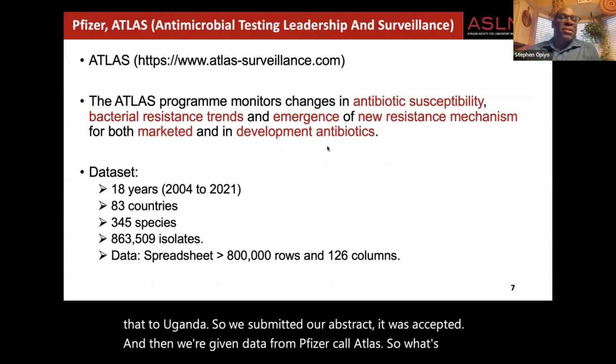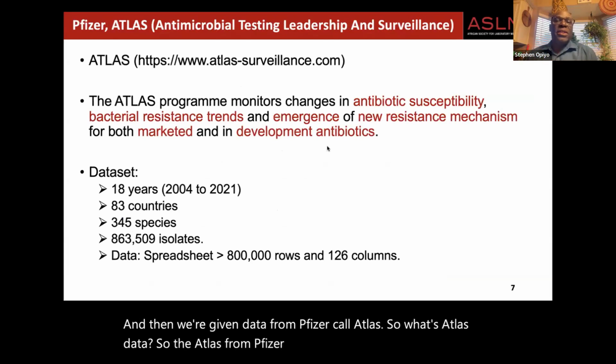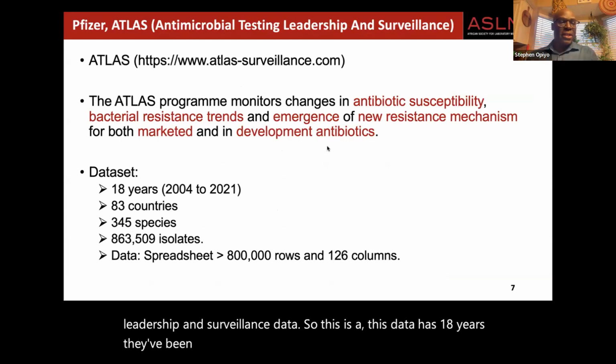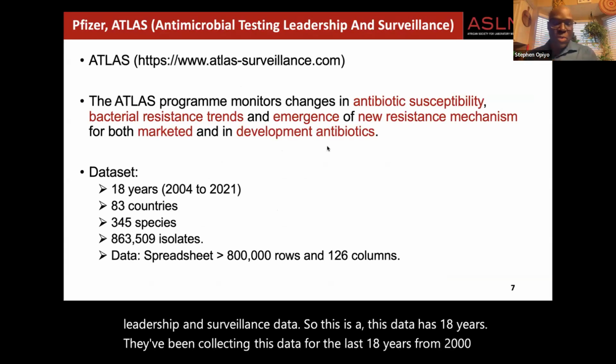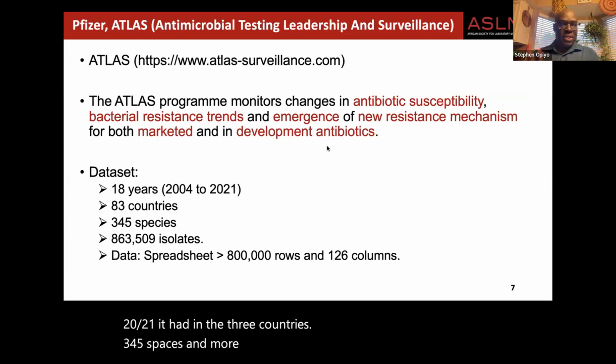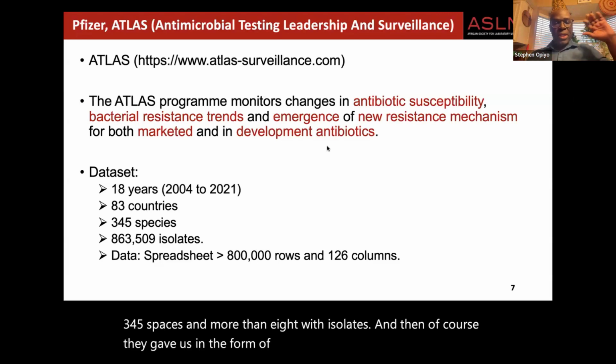So the Atlas from Pfizer means Antimicrobial Testing Leadership and Surveillance data. This data spans 18 years. They've been collecting it from 2004 to 2021, covering 83 countries, 345 species, and more than 800 isolates. They gave it to us in the form of spreadsheets, with more than 800 rows and 126 columns.